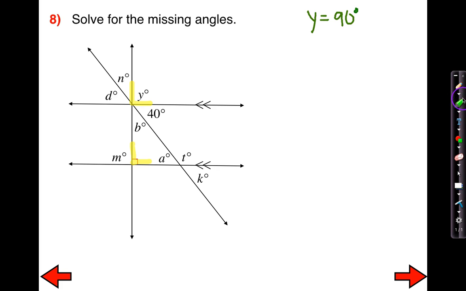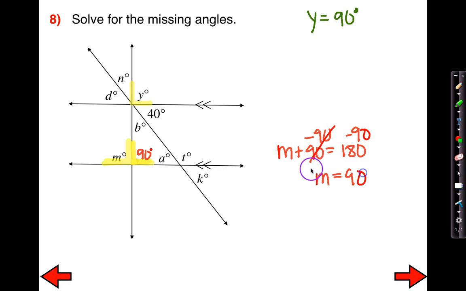Well, what else? Well, I'm also going to state that this angle here is supplementary to this angle here, because they form a straight line, which means if this is 90 degrees, m plus 90 is 180, which means what does the measure of m have to be? 90 as well. So I'm going to write m equals 90 degrees. Okay, where else can I go from here?